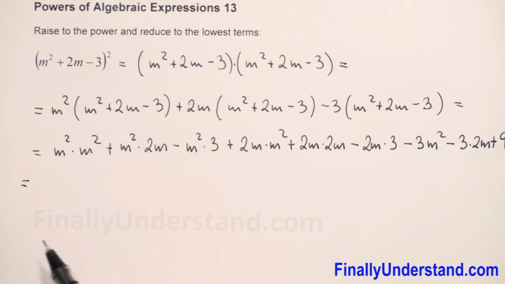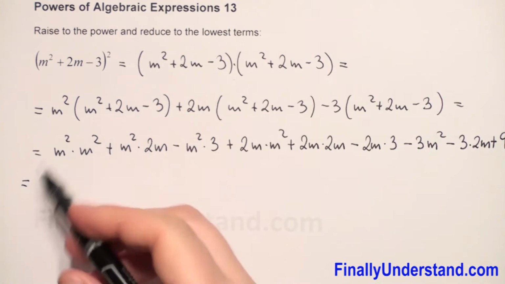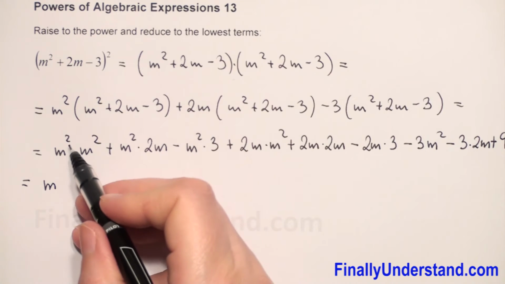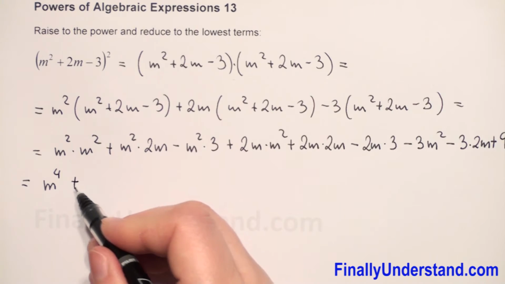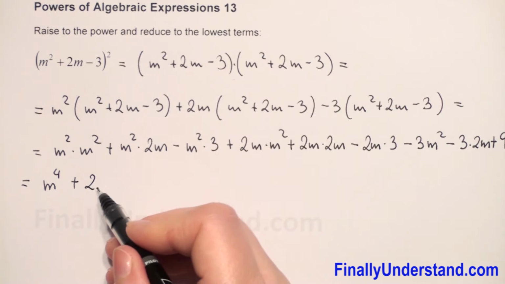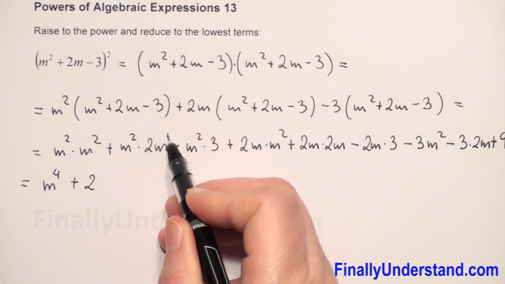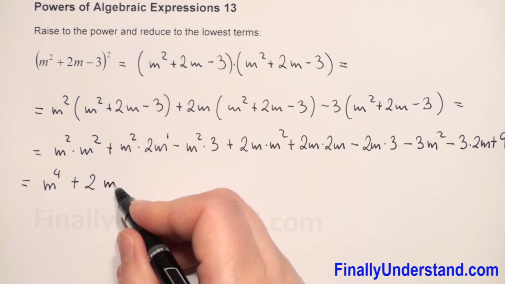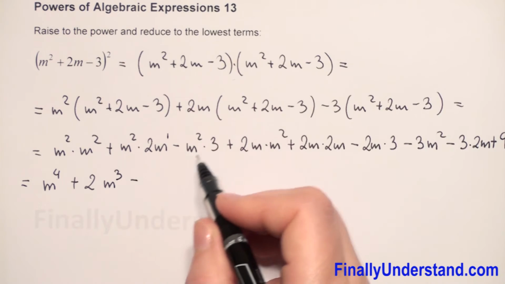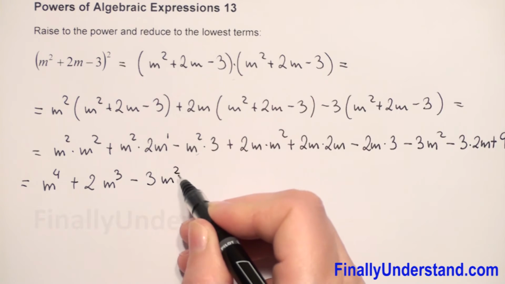Now we have to do first the multiplications. m times m, the same base, so we copy the base and we add exponents. 2 plus 2 is 4. Next we have positive sign. First we write the number, and now we have the same base, invisible exponents 1 and 2. So 2 plus 1 is 3. So we have m to the third power, minus, first we write the number 3, next the variable m squared.